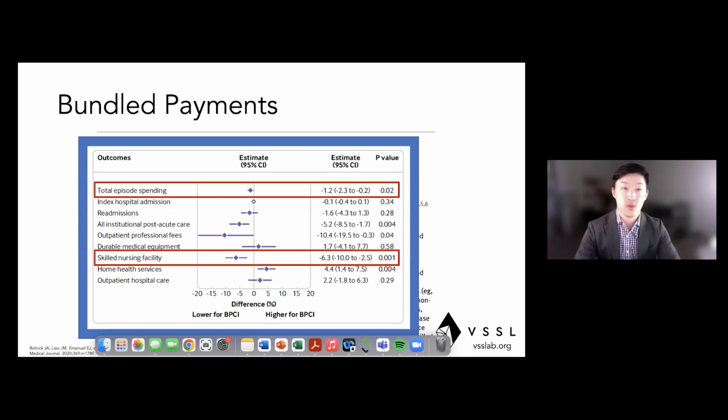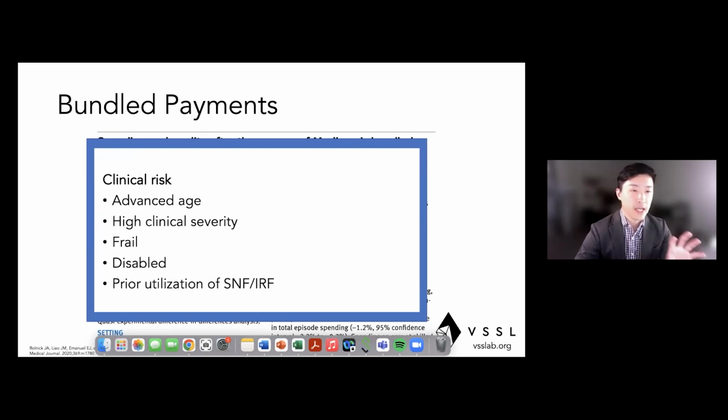So in this analysis, of the patients in this assessment, we wanted to look at those that would potentially be deemed higher clinical risk: advanced age, higher clinical severity, frail, the disabled, and prior utilization of SNF or IRF. And the idea here was that if the overall effect is episode savings driven by less SNF utilization, we wanted to understand whether A, these groups were excluded from those effects, or B, if those things were done indiscriminately to these groups when perhaps they shouldn't be.